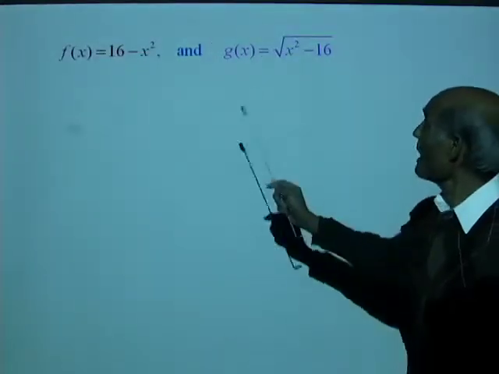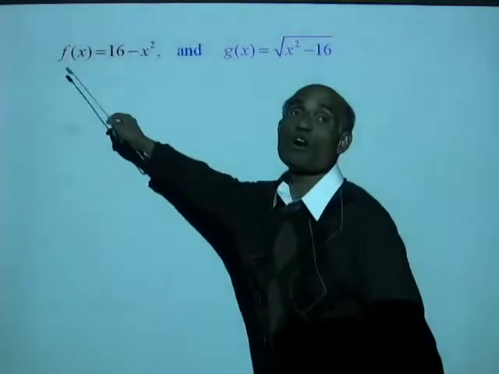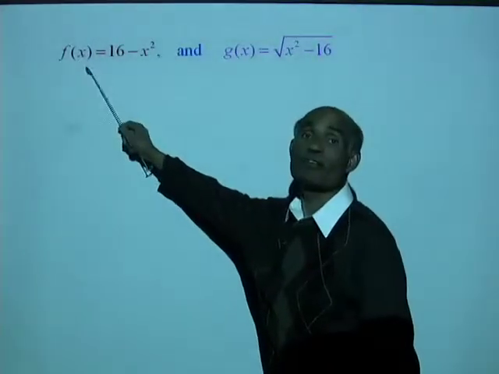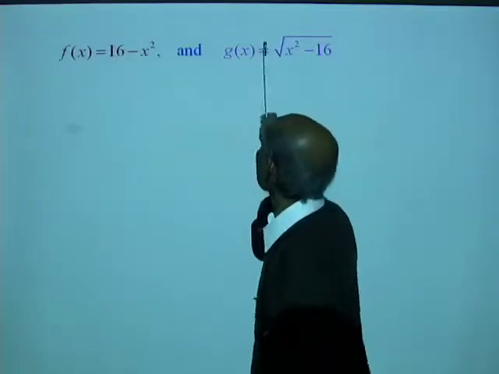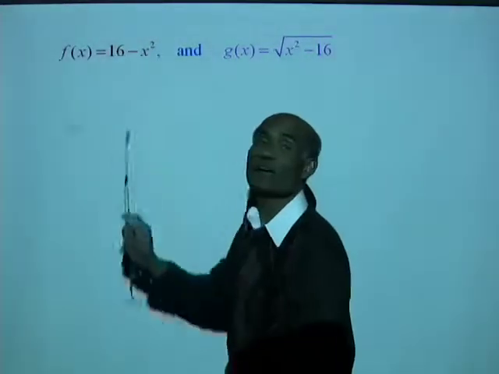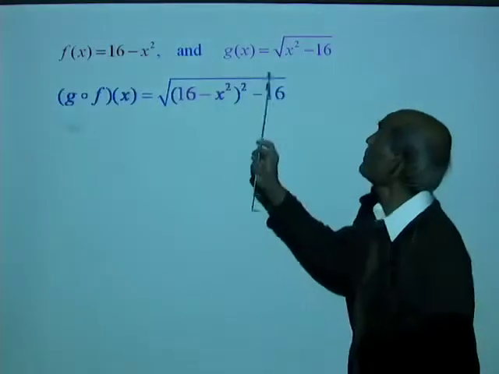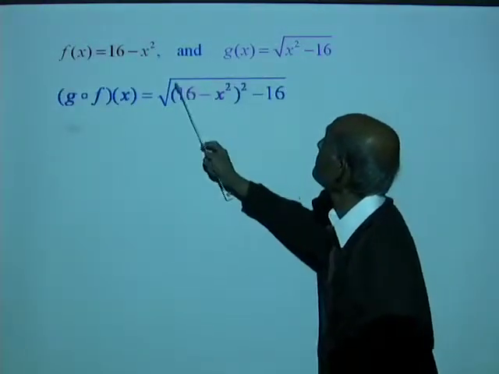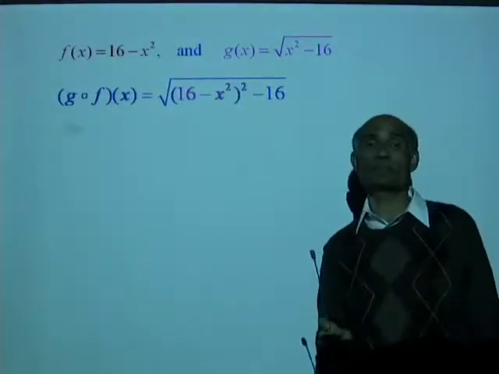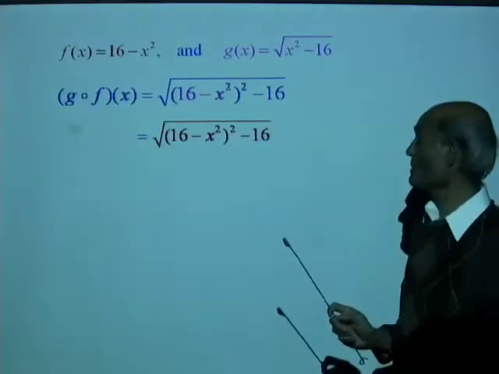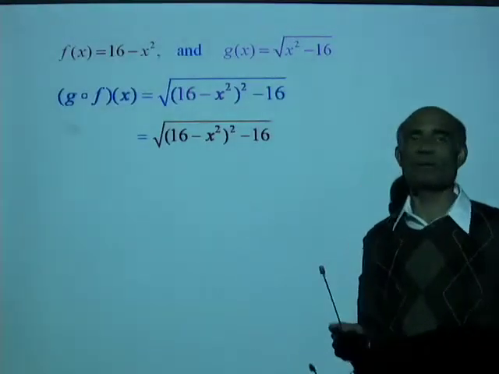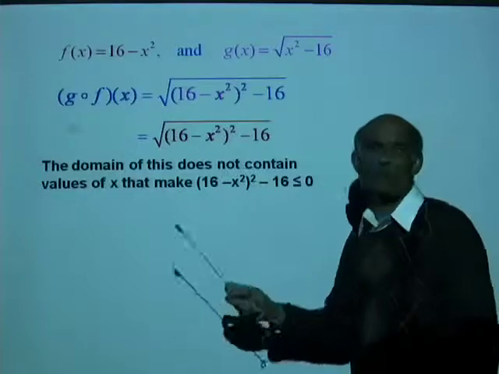Okay, now we need to find g of f of x. To find g of f of x, what do we do? In the function g, x is replaced by f of x. That means this x squared becomes 16 minus x squared, all squared. Well, we're not going to simplify that, we're going to leave it that way, because simplifying will not really simplify it.